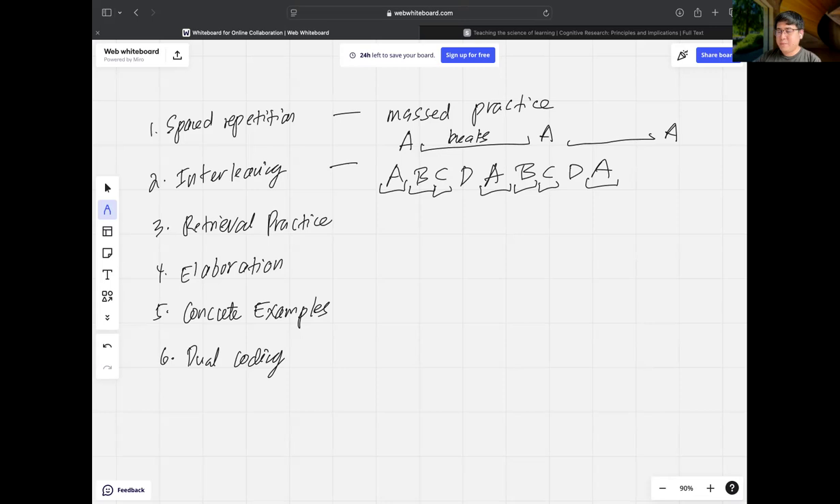Mass practice, on the other hand, feels like you're learning a lot. Within that 6 hour period, you're studying something. So imagine it's like a 6 hour workshop. Oh, I learned a lot. You feel like you learned a lot. So that's why a lot of people like that kind of setup. But after 6 months, you forget about it.